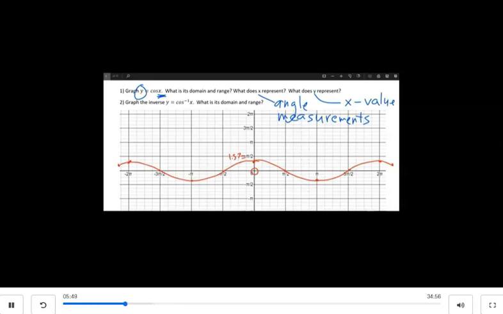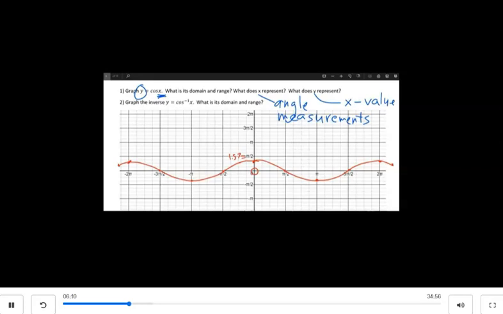It's really kind of important to know that, because when we start doing inverse cosine, we're going to put x values in and get angle measurements out. So if I understand what's going in and out of the original function, then I'll understand what's going in and out of the cosine inverse or the sine inverse or tangent inverse, those things.